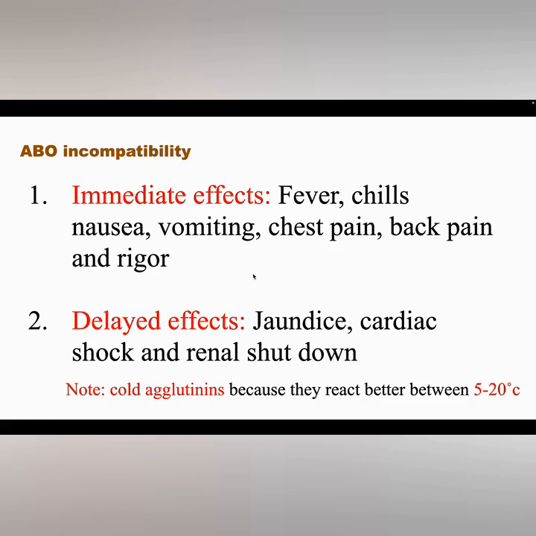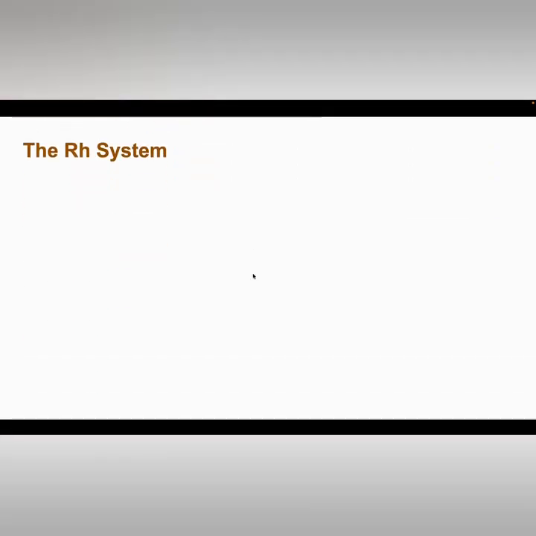These ABO antibodies are cold antibodies or agglutinins. They react between 5 to 20 degrees Celsius. One more characteristic feature is they can't cross the placenta. They cannot produce any complications in the fetus. They do not have the capacity of crossing the placenta. So, the immediate and delayed effects belong to the ABO incompatibility.